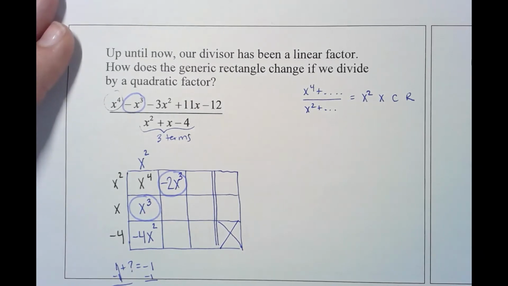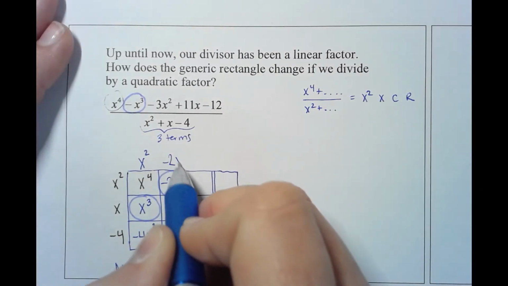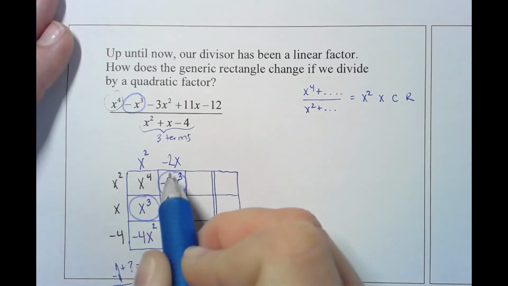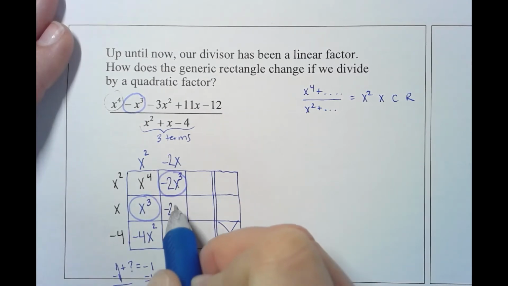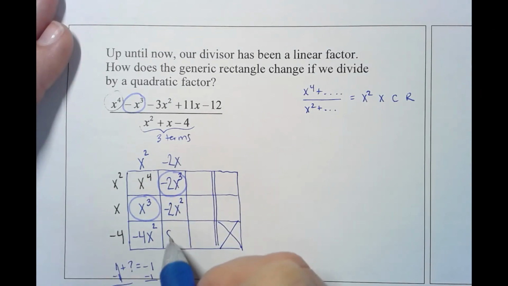And then I'm going to start over. Let's see, above this I'm going to need a negative 2 and an extra x. And now I can fill in this whole column. Negative 2x times x is negative 2x squared. Negative 2x times negative 4 is a positive 8x.